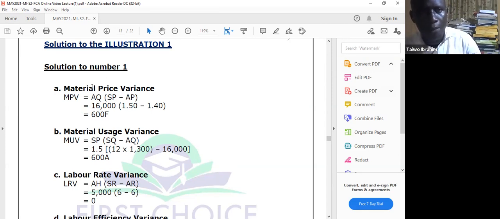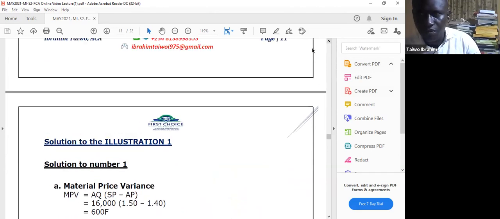Let's start with the material price variance. Material price variance is the difference between standard price and actual price at actual quantity of material. Now, what's the standard price of material? Let's go and check it. What's our standard price of material? Our standard price of material is this.